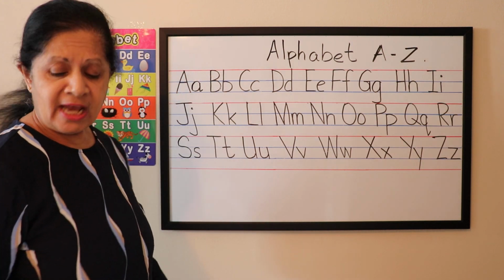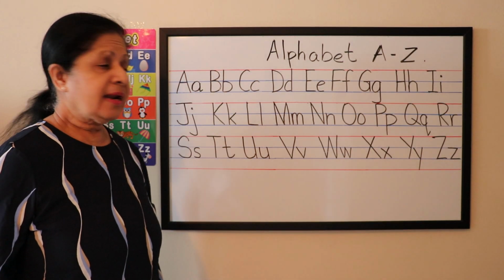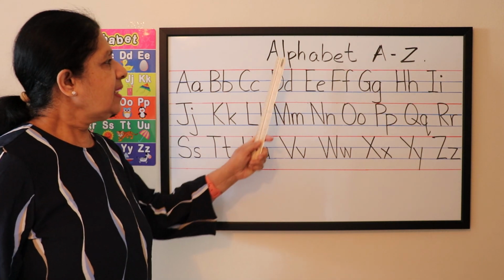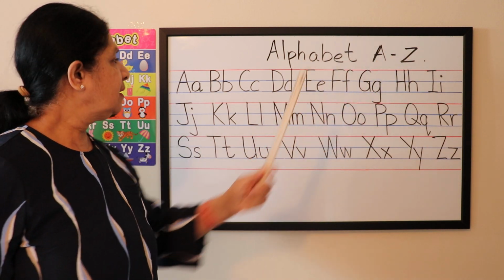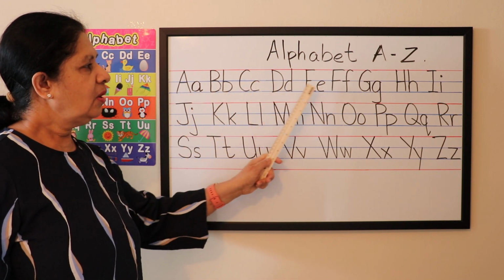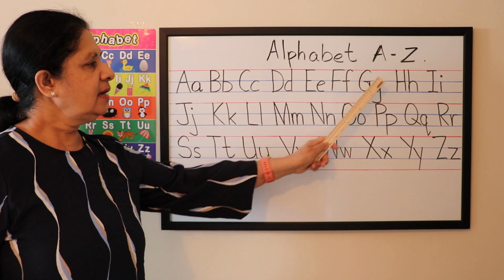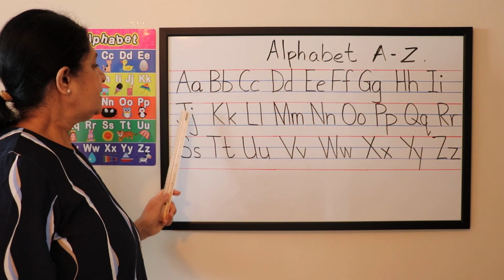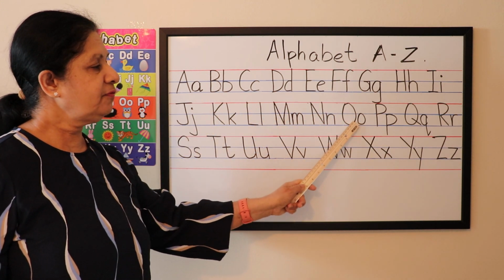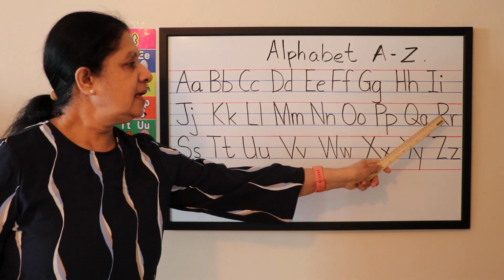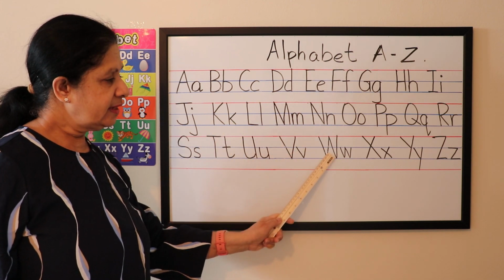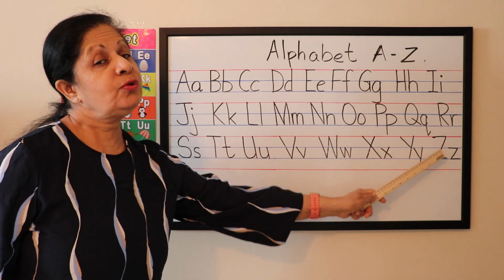Okay. Now, shall we count the alphabet? As I have said, there are 26 letters in the alphabet. Shall we count? Okay. Now I have written alphabet A to Z. Okay, we'll start with A. 1, 2, 3, 4, 5, 6, 7, 8, 9, 10, 11, 12, 13, 14, 15, 16, 17, 18, 19, 20, 21, 22, 23, 24, 25, 26.